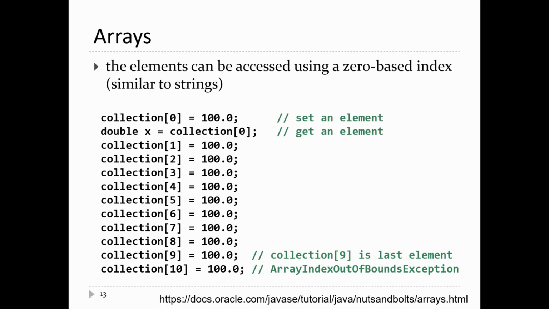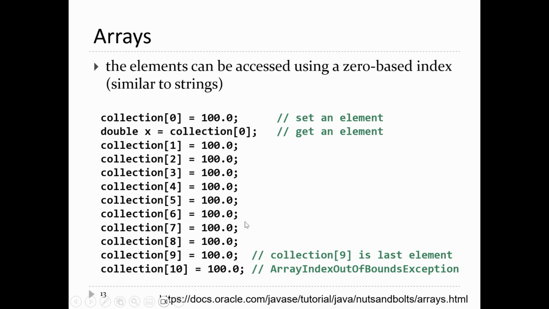So every time you access the array, the access is checked. Collection 0, is 0 a valid index? Yes or no? If the answer is no, you get an error. Collection 1, is 1 a valid index? Yes or no? If it's not, you get an error. Collection 10, well, 10 is not a valid index, so you get an error.